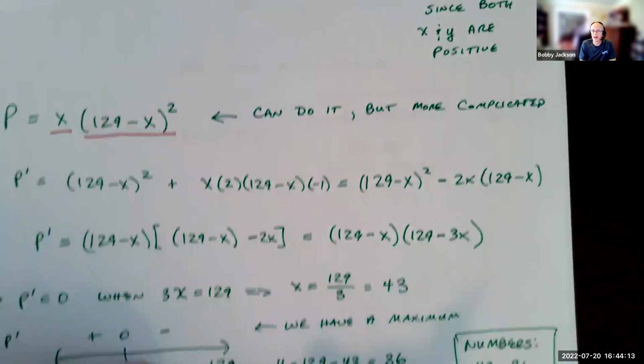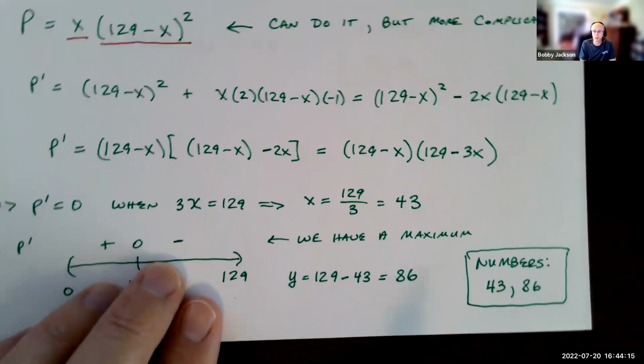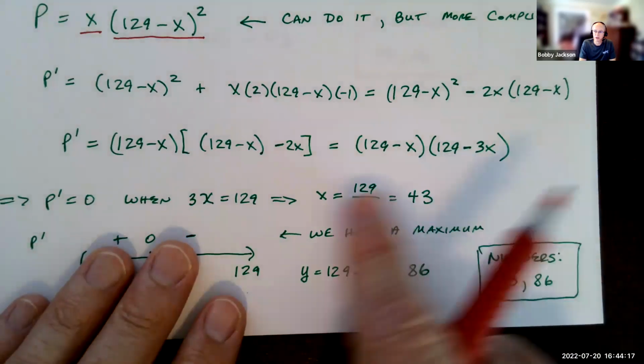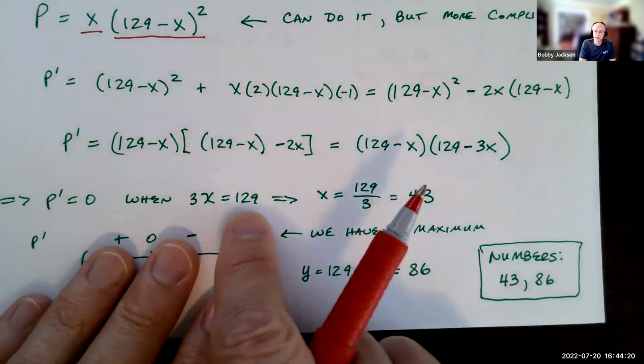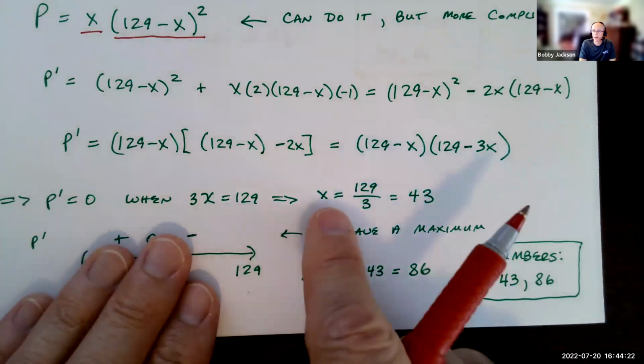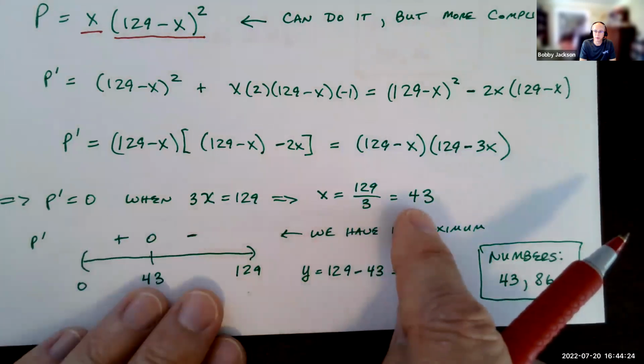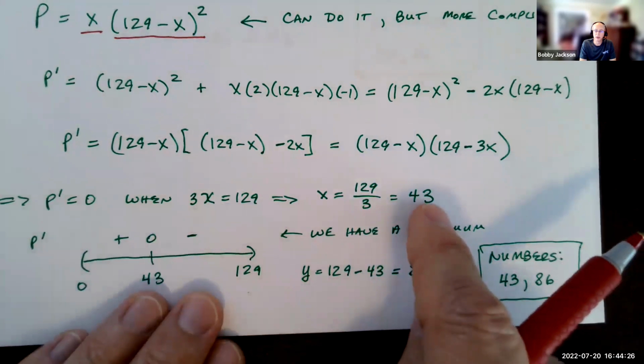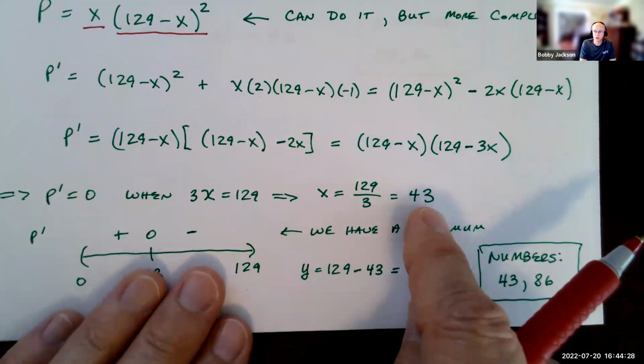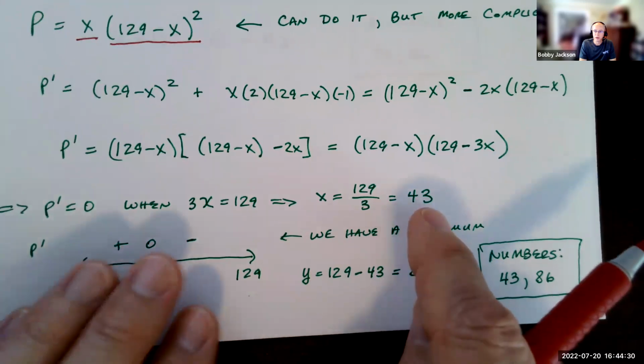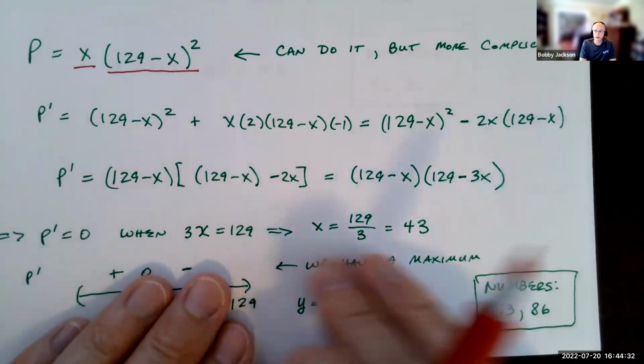So 129 is not a critical value, not a critical point. But 129 minus 3x is 0 when 3x is equal to 129, or when x is 129 thirds, which is equal to 43. So 43 is the only critical point of interest here. Now, do we just go ahead and say we're done?